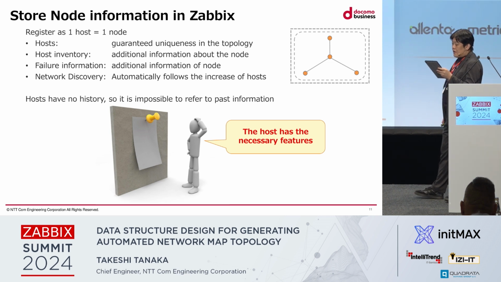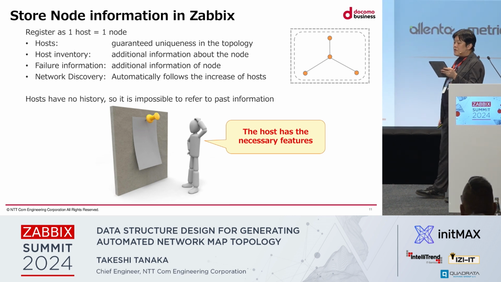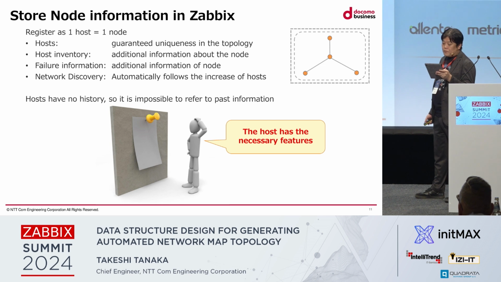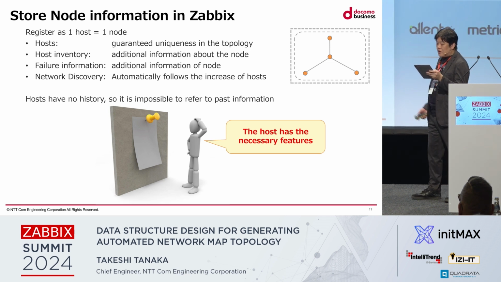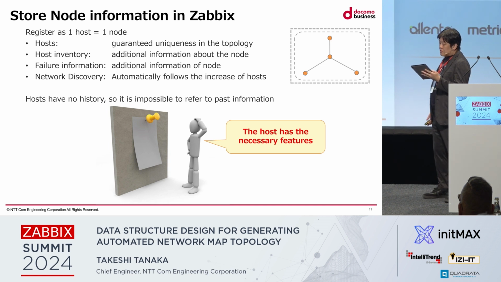Zabbix guarantees that a host is the only information in the system. One host can be stored as one node. Additional information can be stored in the host inventory, and automatic registration by network discovery can also be used. The host has no change history, so past information cannot be referenced.